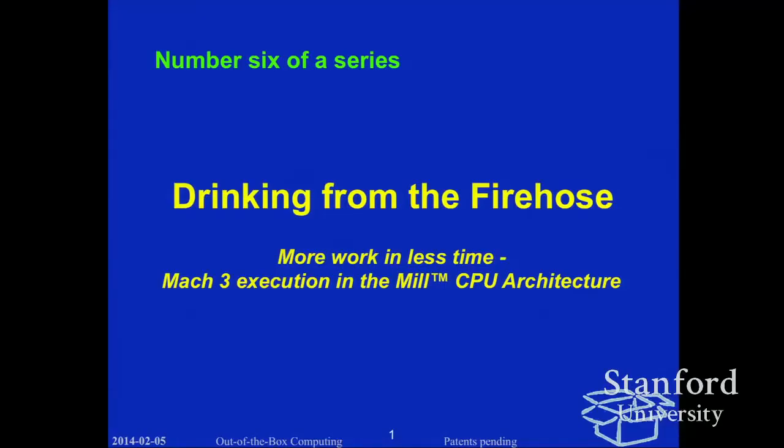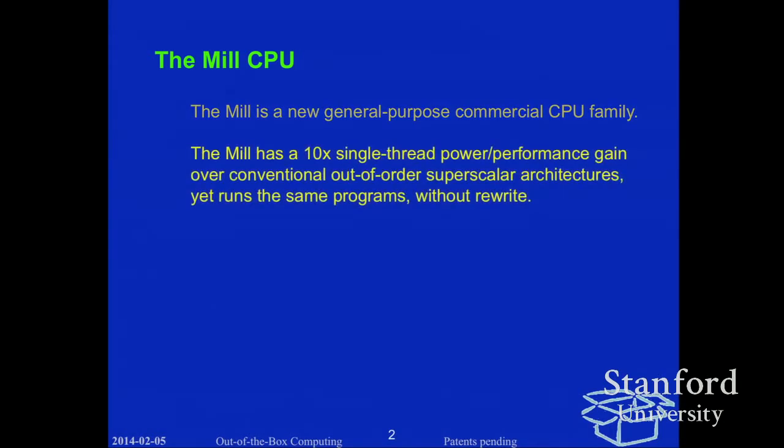Today's talk is about certain aspects of the execution model used by the Mill architecture. The Mill is a family of CPU designs, family in the sense of the 360. Due to the advances in the architecture, it's a commercial product, or we hope it will be. It's still in development. And it offers a 10x power-performance advantage over existing architectures.